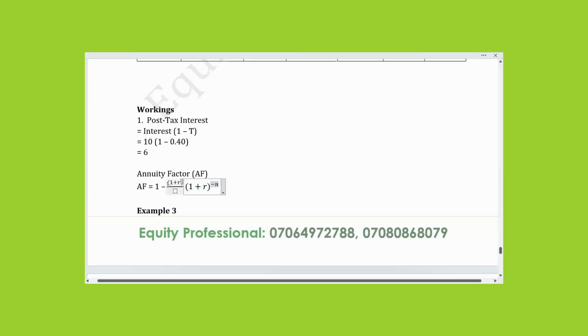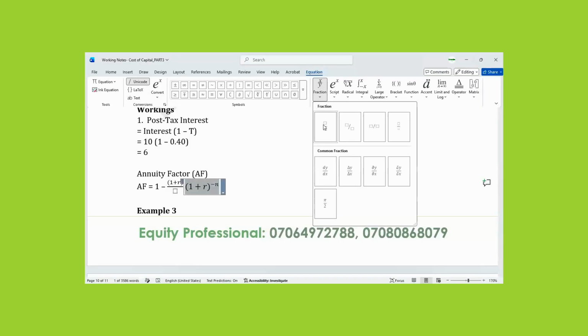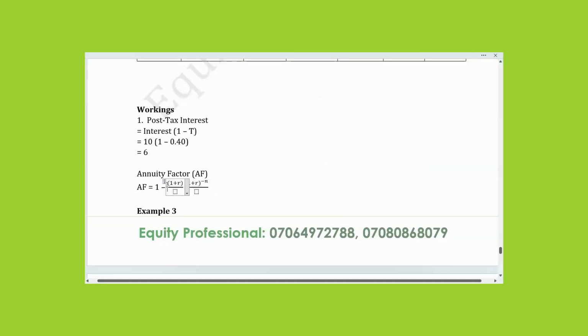So 1 plus r raised to power minus n, divided by r. I will perfect it later on, but for now let me just do this so that I can complete my work.